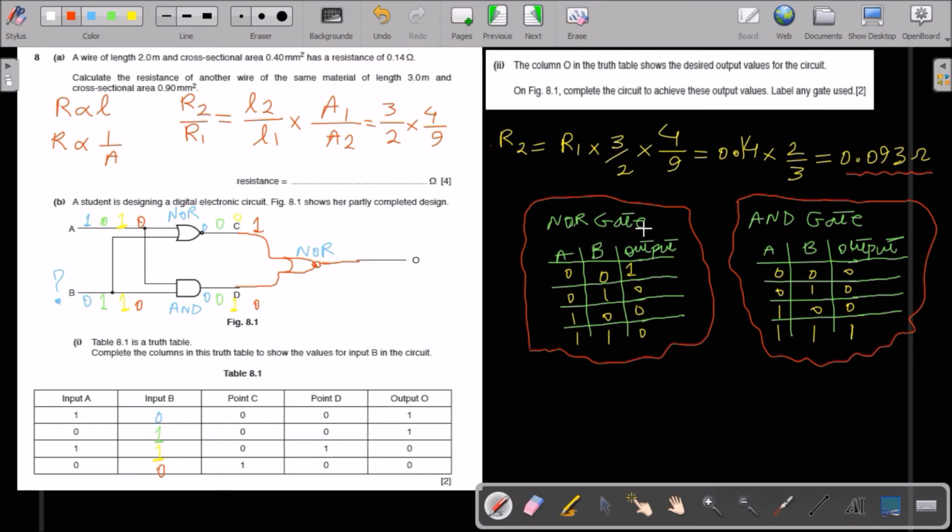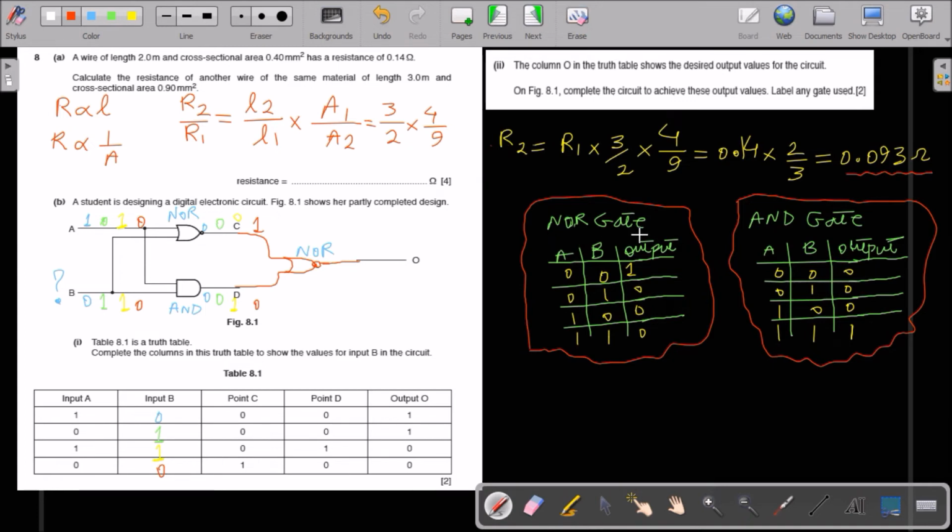For NOR gate, if input A is 0 and input B is 0, the result is 1. Otherwise, the result is 0. So for any other condition, the output is 0. For AND gate, if A and B are 1, then the output is 1. Otherwise, it is 0. So you should remember that.